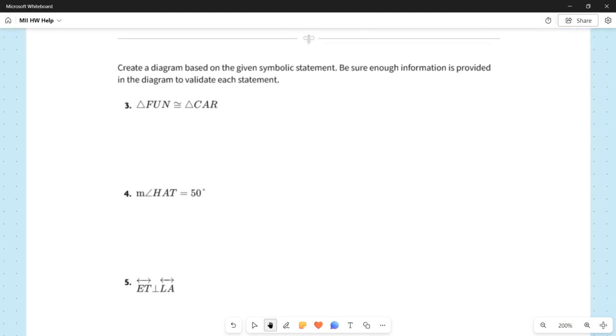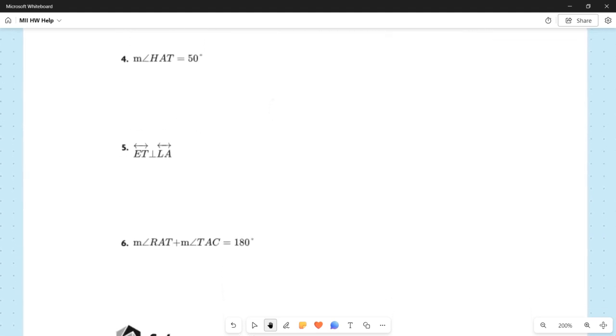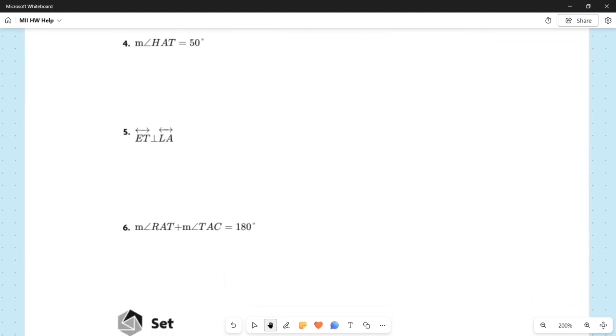All right, next set of directions say, create a diagram based on the given symbolic statement. Be sure enough information is provided in the diagram to validate each statement. And the first assigned problem was number 4. 4 says that the measure of angle HAT is equal to 50 degrees. All right, so we need to draw an angle here.